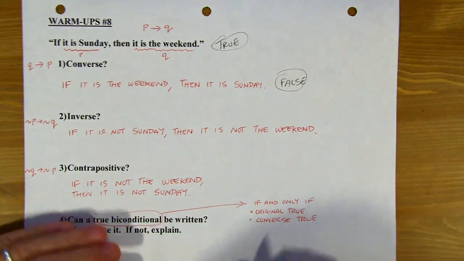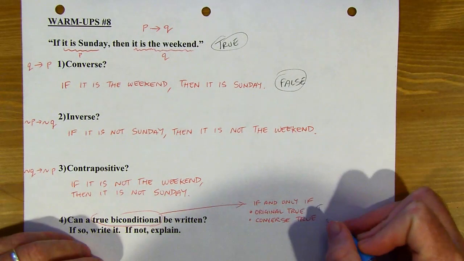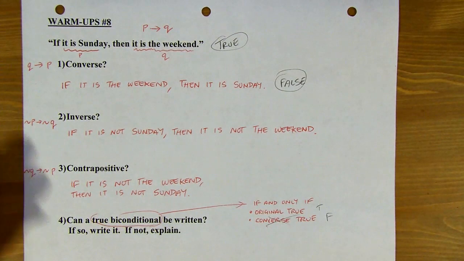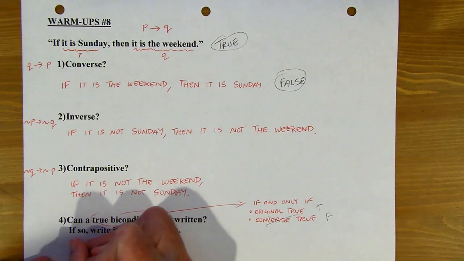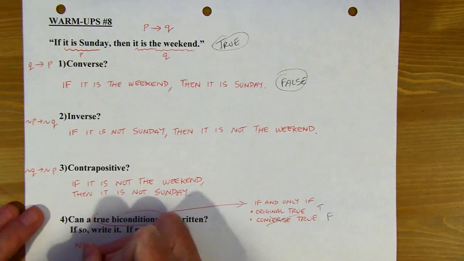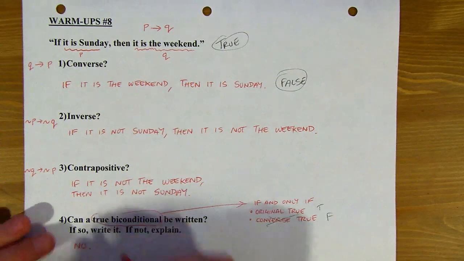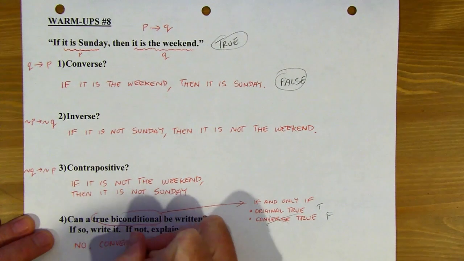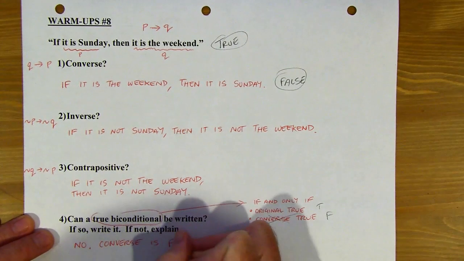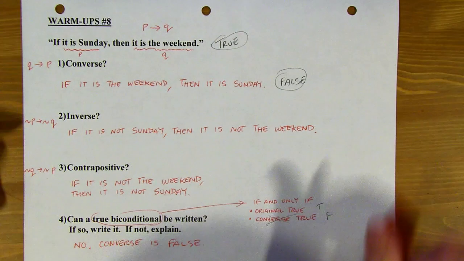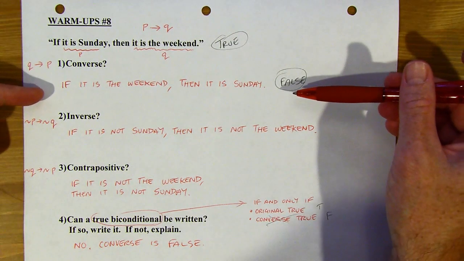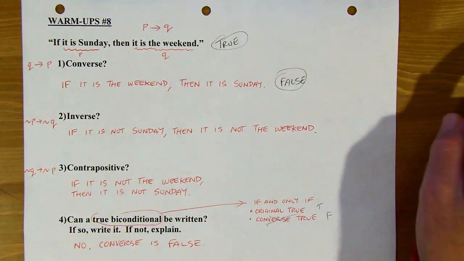So my original is true here, but the converse is false. So that means that I can't write a true biconditional. So my answer is no, and you can explain this in many ways. I'm just going to say the converse is false. Or you could explain why the converse is false. You could say, well, because Saturday is on the weekend. Or if it's the weekend, it might be Saturday, something like that.